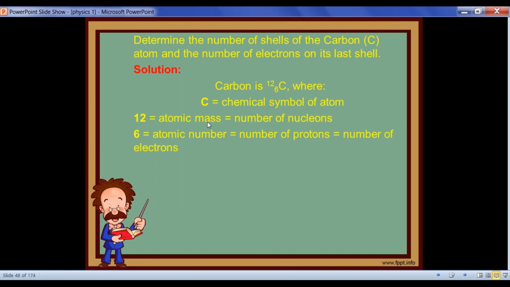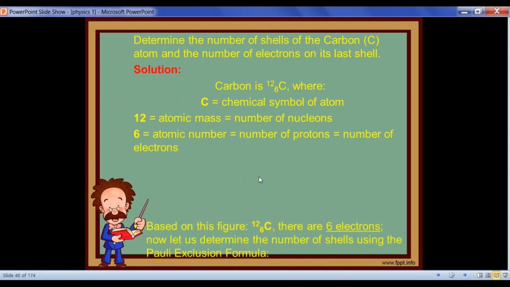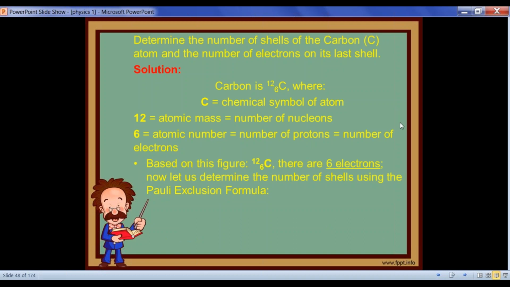So, ayan po siya, 12 is the atomic mass or mass number, which represents the number of nucleons. 6, atomic number, also the number of protons and the number of electrons. So, I hope you still remembered what we have discussed earlier kanina. Okay? So, based on this figure, there are 6 electrons. Now, let us determine the number of shells using the Pauli exclusion formula.